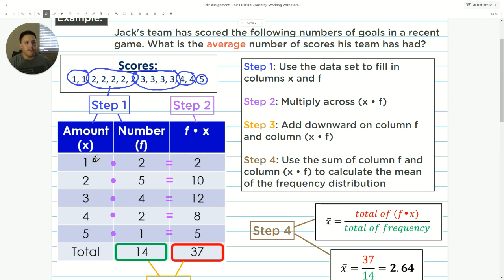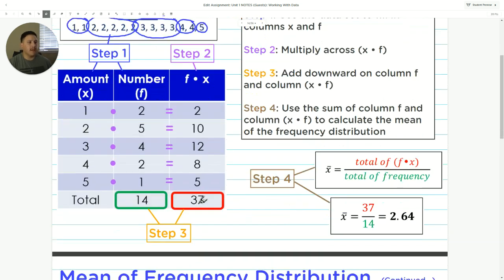Step two is to multiply them across to get your F times X column, because we need that in our formula, the total of F times X. So multiplying 1 by 2, you get 2. 2 by 5 is 10. 3 by 4, 12. 4 by 2, 8. 5 by 1, 5. Okay.